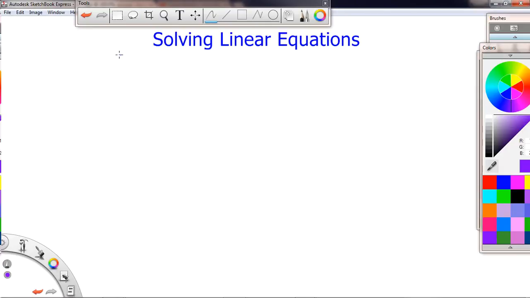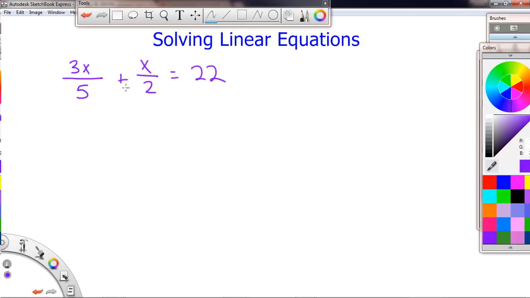Here we go. Our next example is going to have some fractions in it. We've got 3x over 5 plus x over 2 is equal to 22. All right, now fractions are a lot like parentheses. They need to be dealt with immediately. Now the way we deal with fractions is by multiplying by the least common multiple of the denominators.